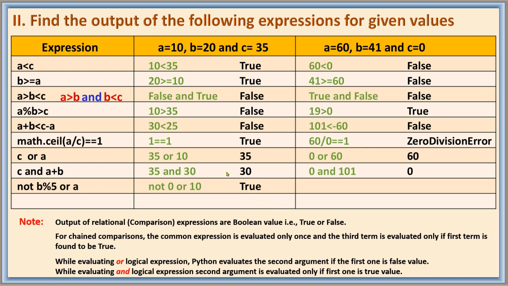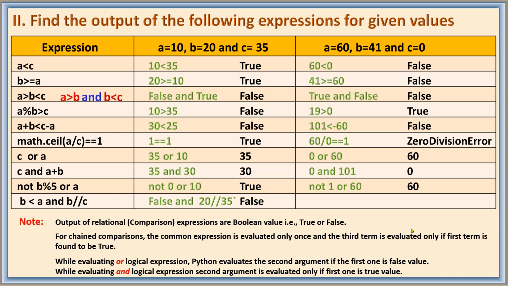Next, 41 modulus 5 will return 1, so that is not 1 or 60. 1 is true, not 1 is false. So false or 60, it will give 60 as the result. Next we have b is lesser than a and b floor divided by c. It evaluates b is lesser than a first, that is 20 is lesser than 10. That is false. If it is false, it is not going to evaluate the second expression at all, so it will return false immediately.